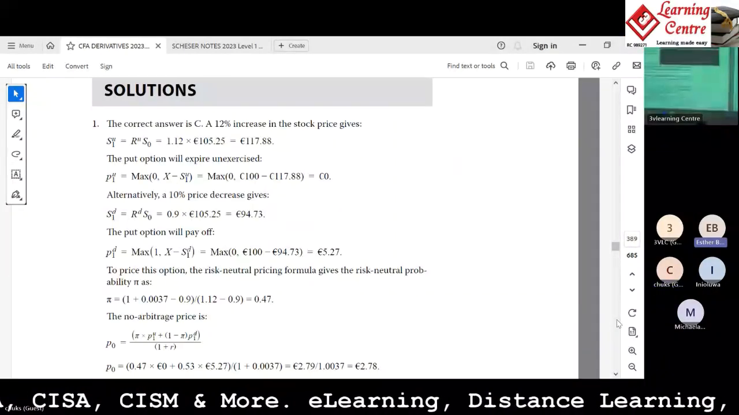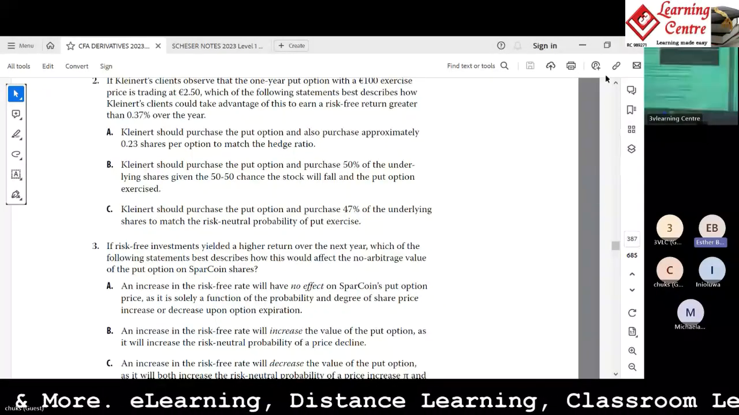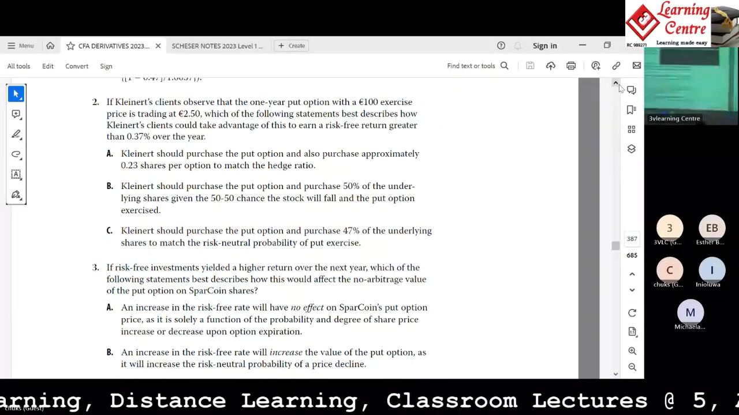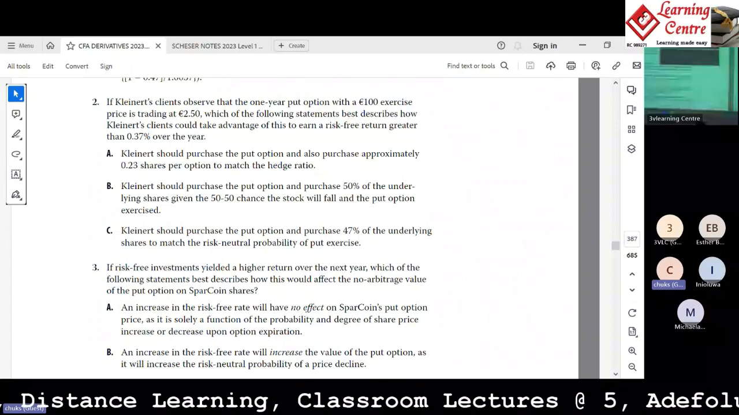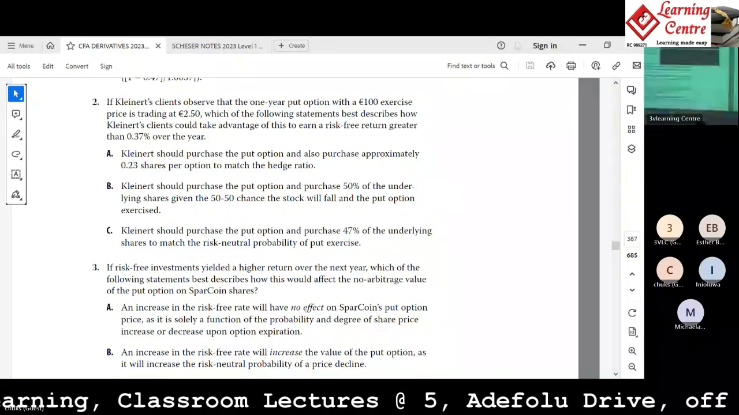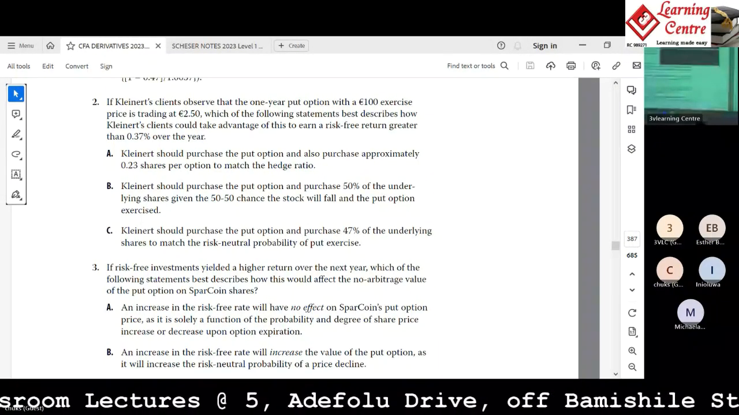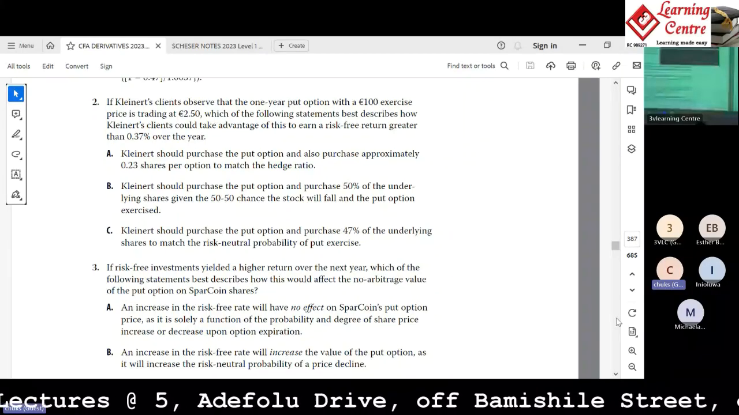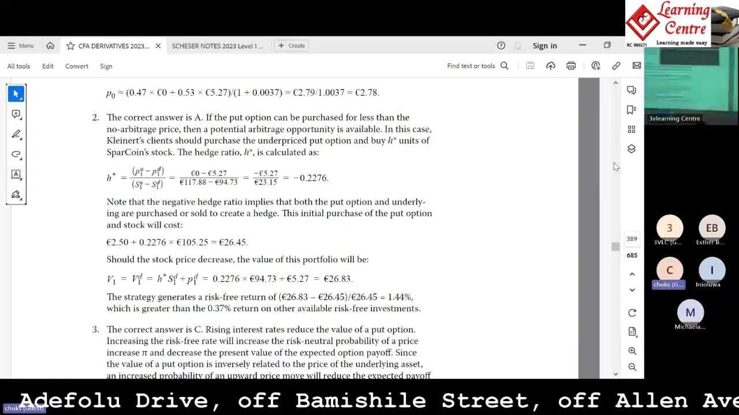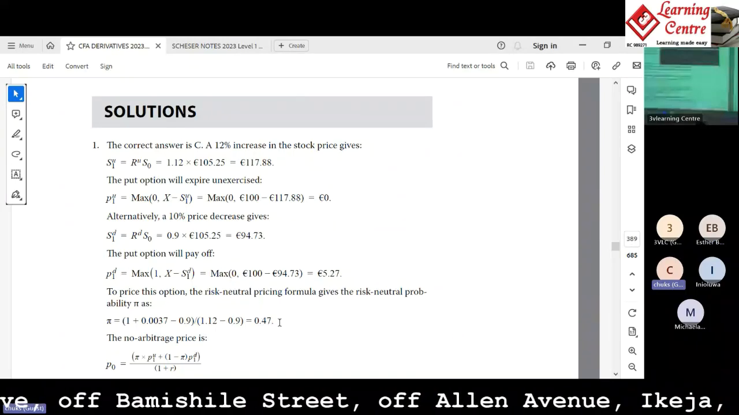I think why I made a mistake was that I used the actual percentage increase and decrease. So I used 0.1 rather than 0.9 as the decrease. Oh, okay, clear. All right, so if you use 0.9, you get 0.47.